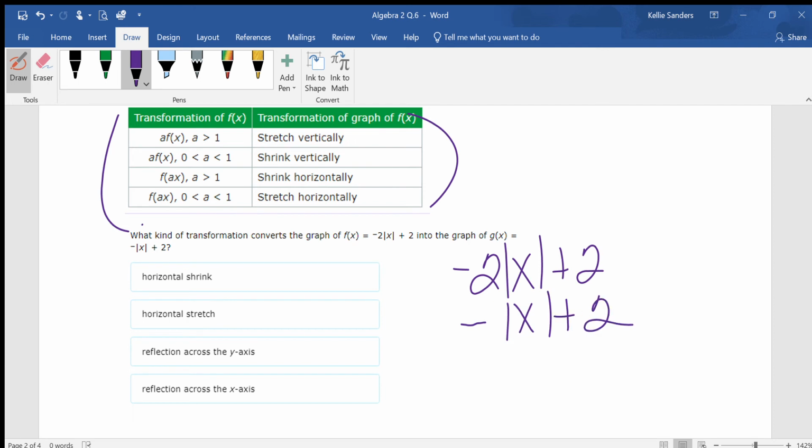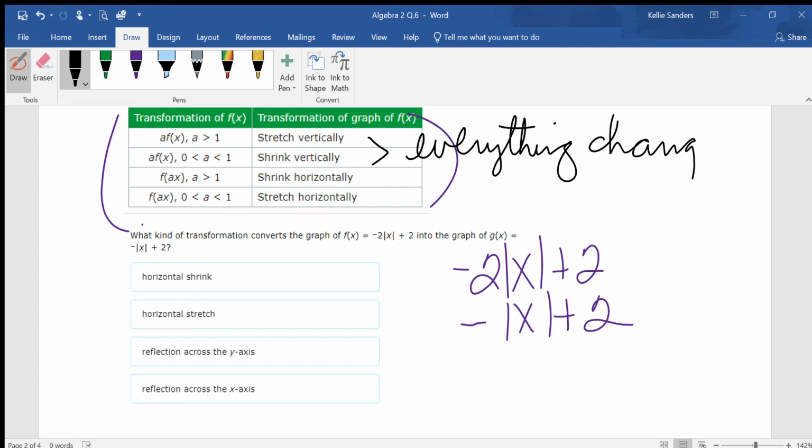But I don't want to memorize it, so I won't make you do it. Okay, so here's what's happening. Remember, this is everything changes, or every term. I really should have put every term. And then just x. So since the 2 stayed the 2, not everything changed.